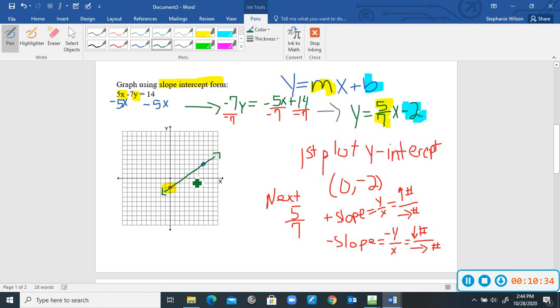But all you need is these 2 order pairs. So that is plotting this line using the slope-intercept form.